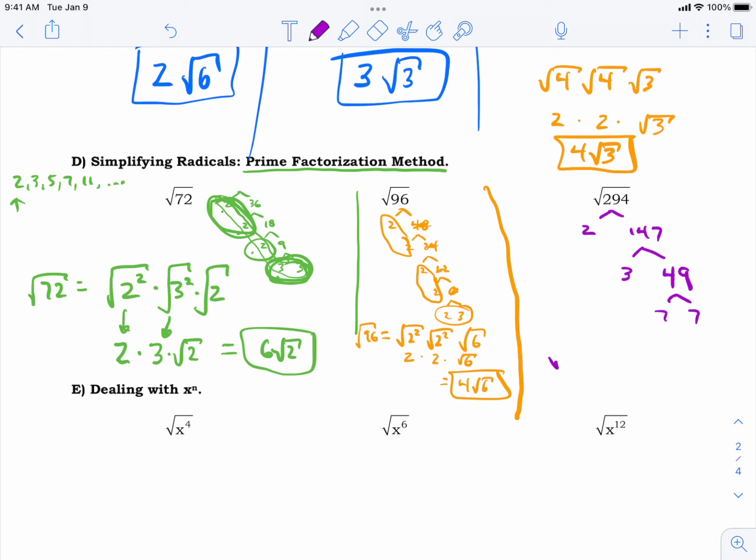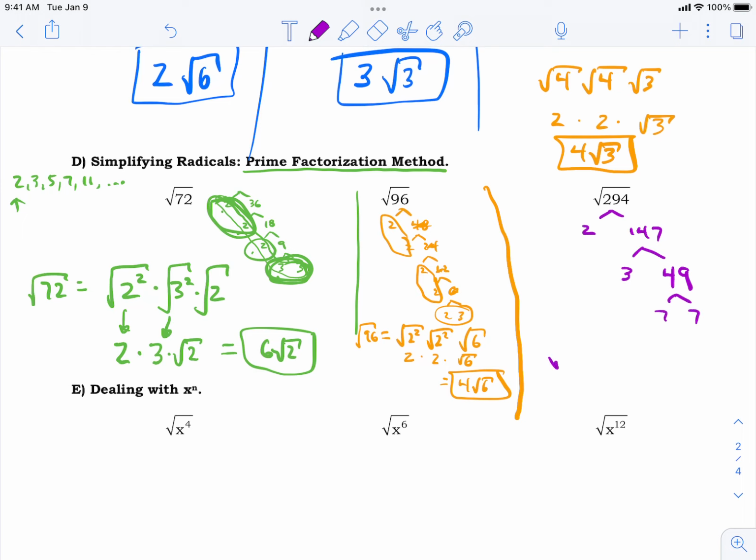All right, we're moving now, folks? So that's numbers. That's all dealing with numbers. Now we got to start playing around with some x's, some variables inside of our radicals. So let's kind of try to make a border here. Okay.